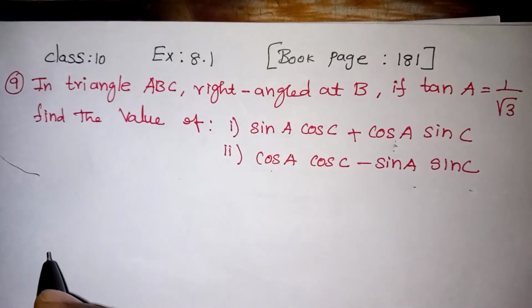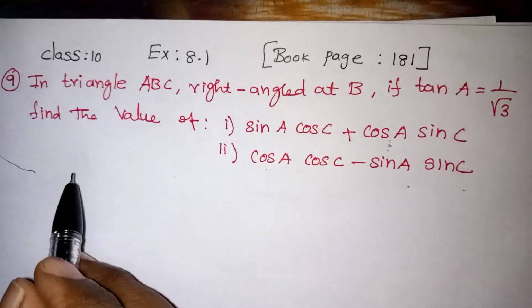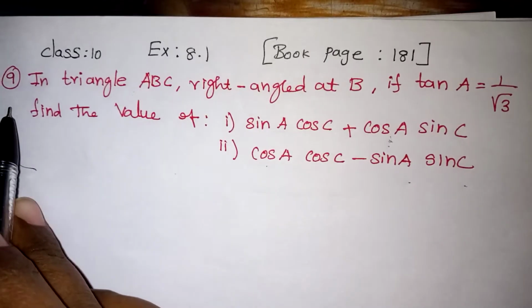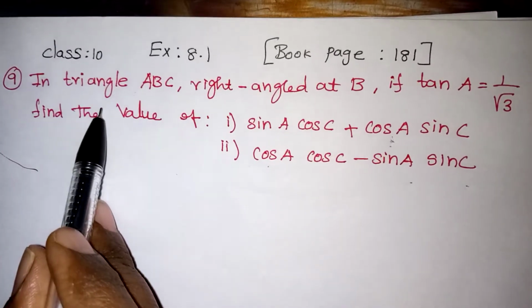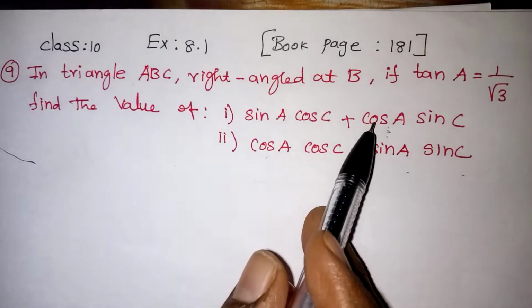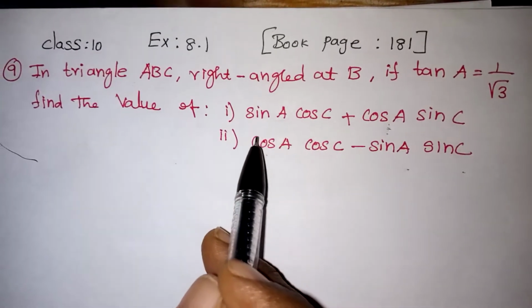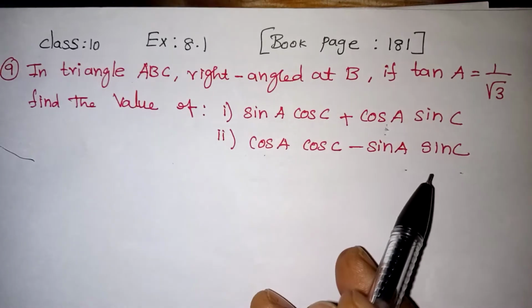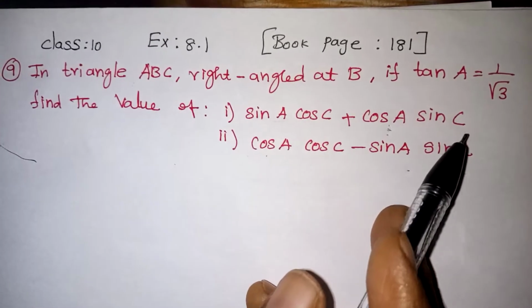Hi students, in this video we are going to learn trigonometry first lesson question number 9. In a triangle ABC, right angle at B, if tan A is equal to 1 by root 3, then find the value of this one. This is the given question. This problem can be done in two methods.